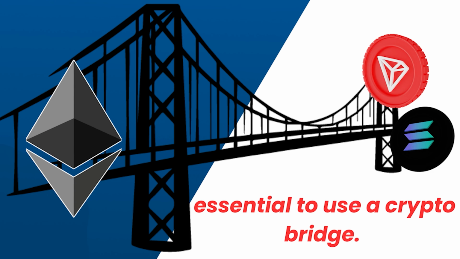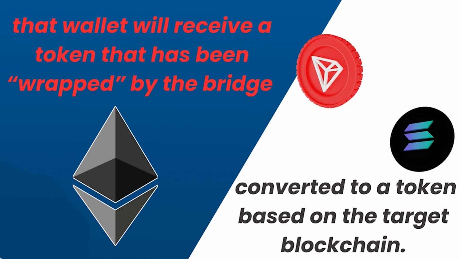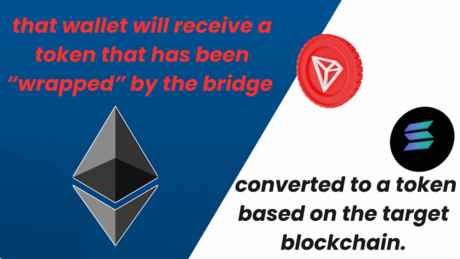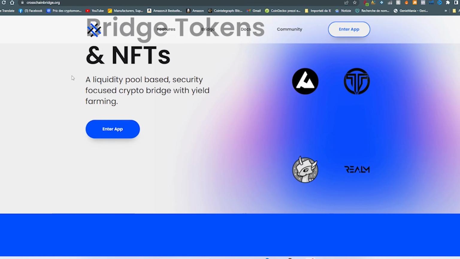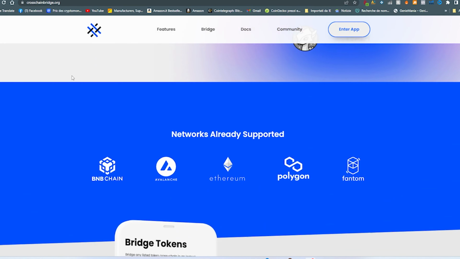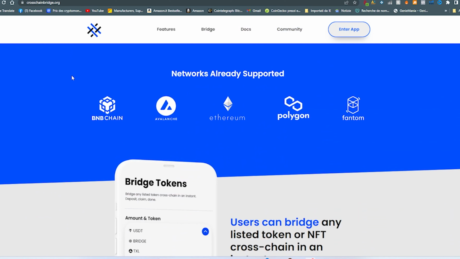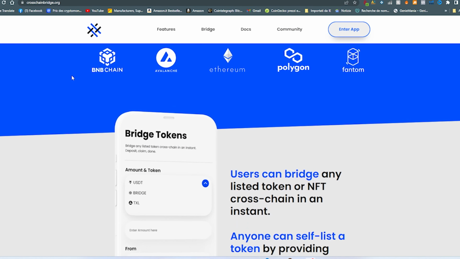Use a bridge to send one Solana coin to an Ethereum wallet. That wallet will receive a token that has been wrapped by the bridge, converted to a token based on the target blockchain. In this case, the Ethereum wallet would receive a bridged version of Solana that has been converted to an ERC20 token, the generic token standard for fungible tokens on the Ethereum blockchain.